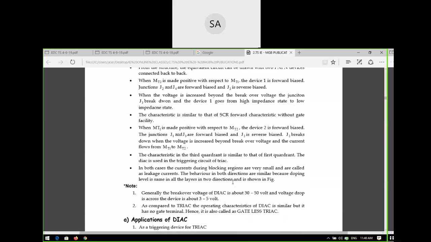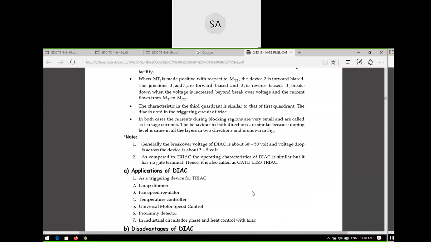The breakover voltage for a DIAC is about 30 to 50 volts and the voltage drop across the device is 3 to 5 volts. The TRIAC's operating characteristics are similar to those of the DIAC, and it is termed a gateless TRIAC. DIAC is termed a gateless TRIAC. Is it clear or not?